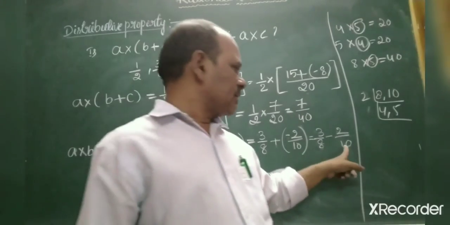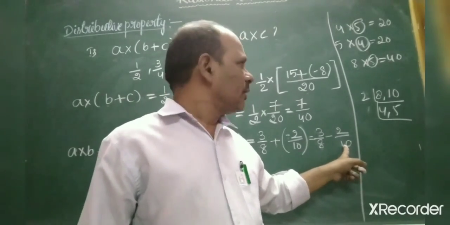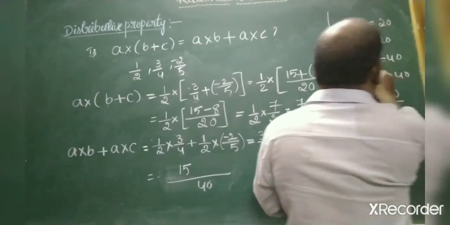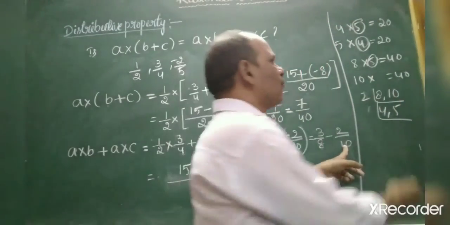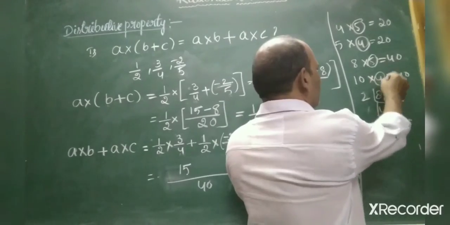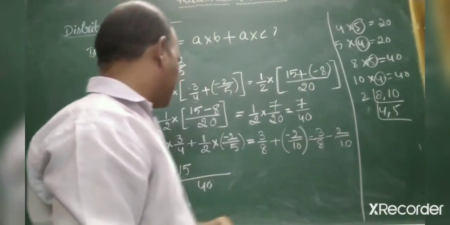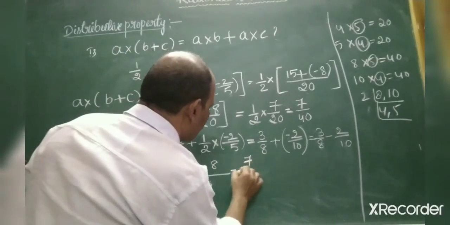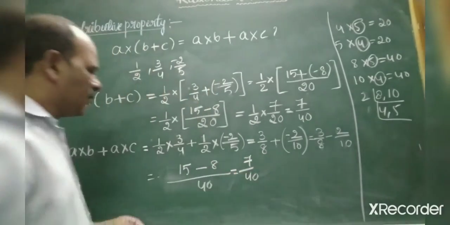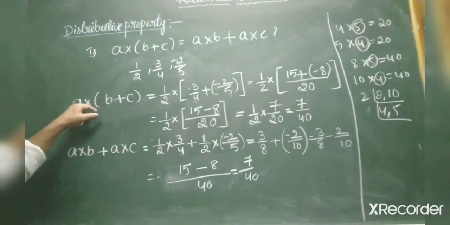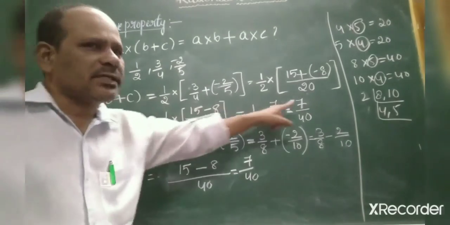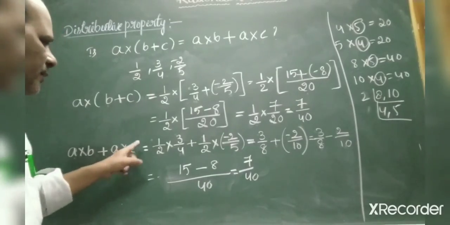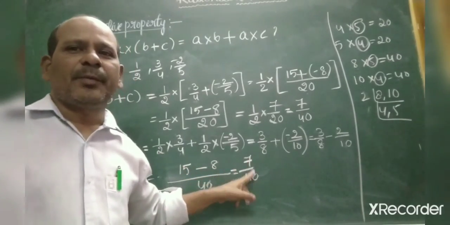Now, next fraction denominator is 10. 10, how many times in 40? 4 times. This 4 multiplies the numerator, 4 times 2 is 8. 15 minus 8, answer is 7 by 40. That is, LCM of A into (B plus C) is equal to 7 by 40. A into B plus A into C, answer is also 7 by 40.